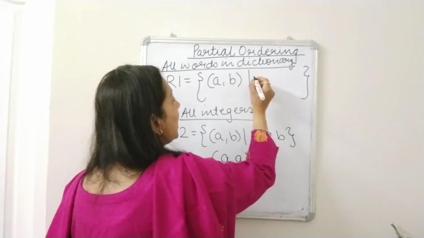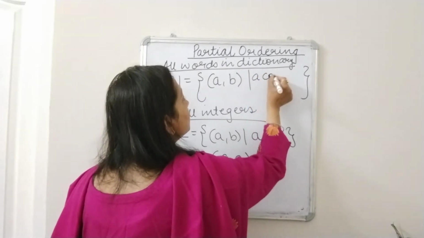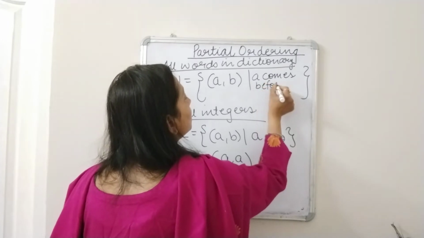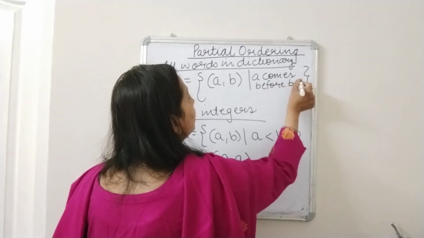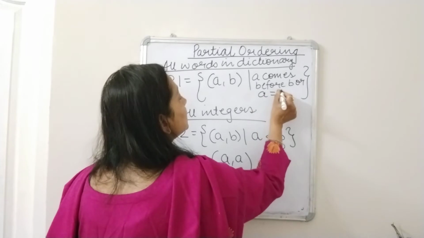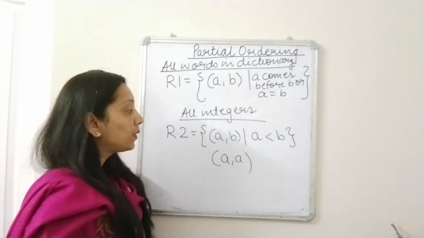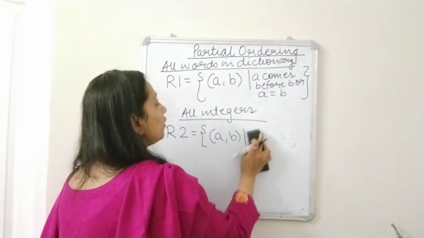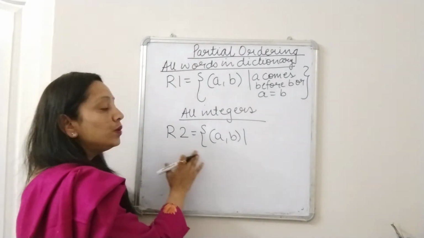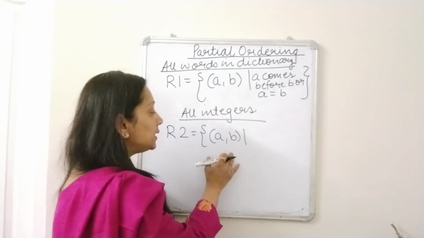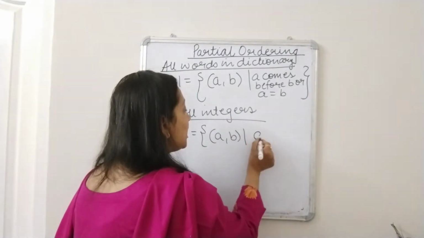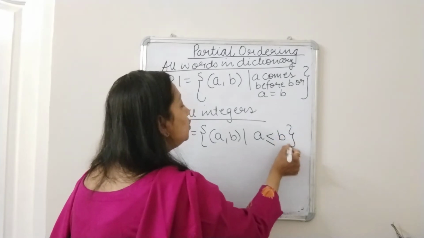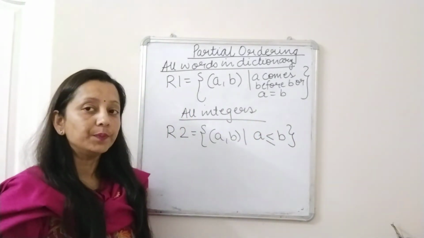R1 will be of the form: R1 is a set of ordered pairs A and B such that either A comes before B or A is equal to B. And how will R2 look? R2 will be of the form: R2 is a set of ordered pairs A, B such that A is either less than or equal to B.